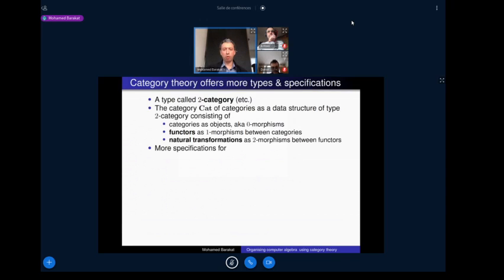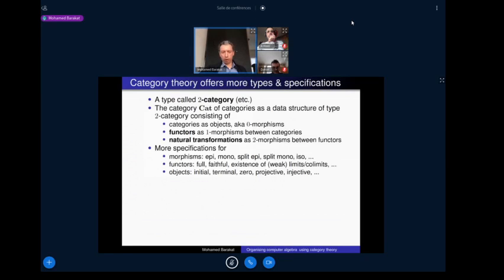And by this, we get more specification for morphisms. So we speak about epi, mono, split epi, split mono, split iso. Iso or isomorphism is the same as mono and split epi, or epi and split mono. You can have more specification for functors like full, faithful, existence of weak limits or colimits of functors. You can get more specification for objects, an object being initial or terminal, or initial and terminal, called zero object, projective, injective. All these are categorical properties.